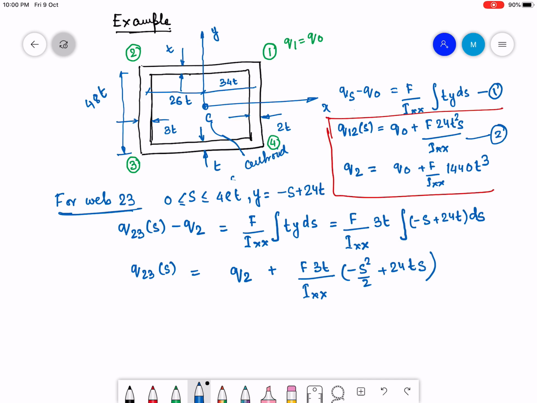Okay, so this is the expression 3. So now let me see what is Q3. Q3 is Q23 at S equals 48T. So that is going to be Q2 plus, so S square at 48 is 24 into 48, and this is also 24 into 48. So this is going to go to 0. So I will have this as Q2.